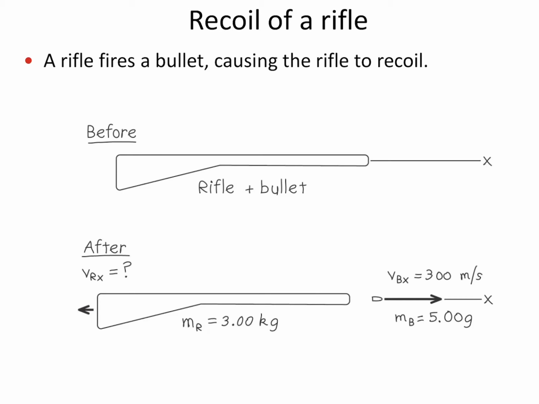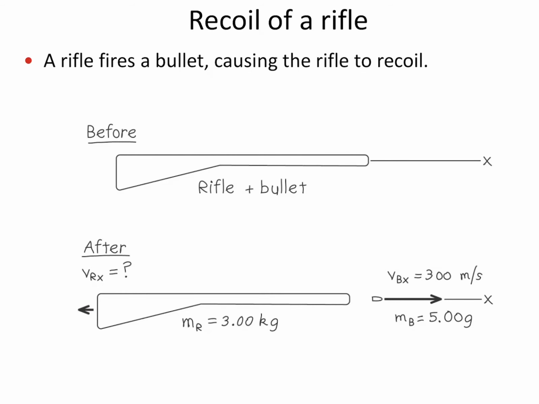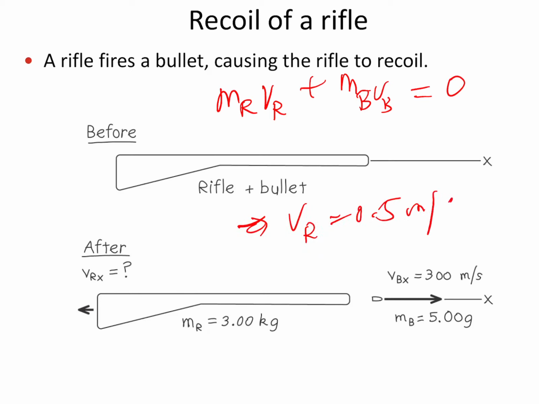You see, when the rifle shoots a bullet, the net external force acting on the bullet and the rifle is 0. The only force is between the rifle and the bullet, and that is considered an internal force. It won't change the momentum of the system. Only net external force will change the momentum of the system. So you can build an equation: MR VR plus MB VB equals 0. If you plug in everything together, I think you will have VR equals 0.5 meter per second.